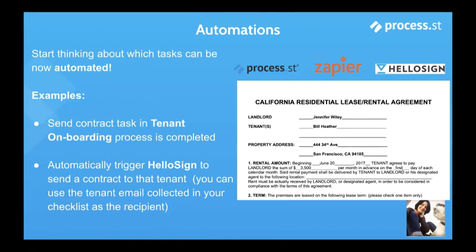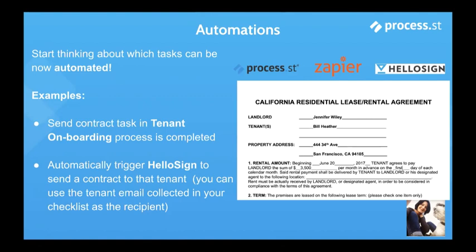So Zapier is a third-party integration platform that allows you to connect different apps together. It's basically the glue between Process Street and the other apps you're using all the time anyway. And it allows you to automate various functions within those apps. There are currently over 1,500 applications supported by Zapier, which means that Process Street can automatically integrate with all of those 1,500 plus apps.